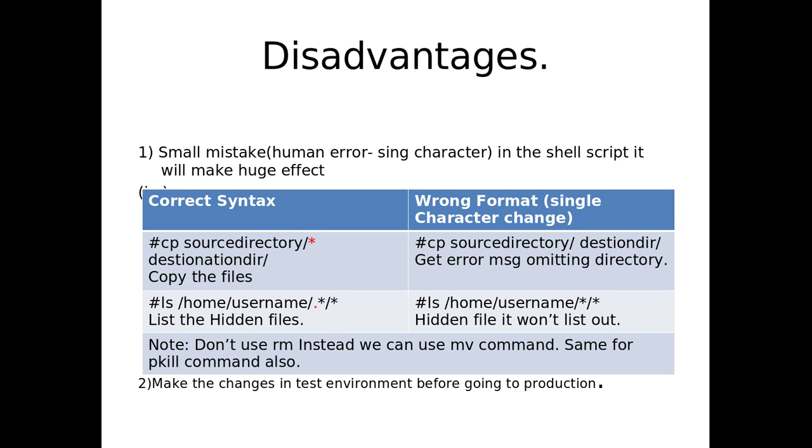The disadvantage is that a small human error can have a huge effect, such as wrong syntax and wrong format. For example, when copying a directory, if you omit the asterisk, it will not copy, and you will get an error message like omitting directory. Another example: while listing files, if you miss the dot asterisk, it will not list the hidden files.